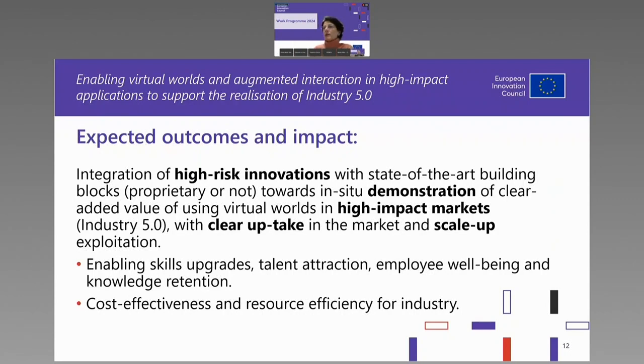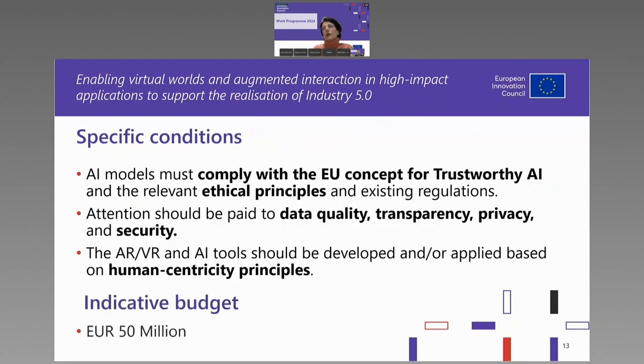Another thing I would like to mention is that interoperability between solutions is a key point for the free movement of users and tools between universities, and this is something that you also have to keep in consideration. Also very important, specific conditions, and this is my last slide: the AI models that may be applied must comply with the EU concept of trustworthy AI, which has already been explained in the previous talk, and also with the relevant ethical principles and existing regulations.